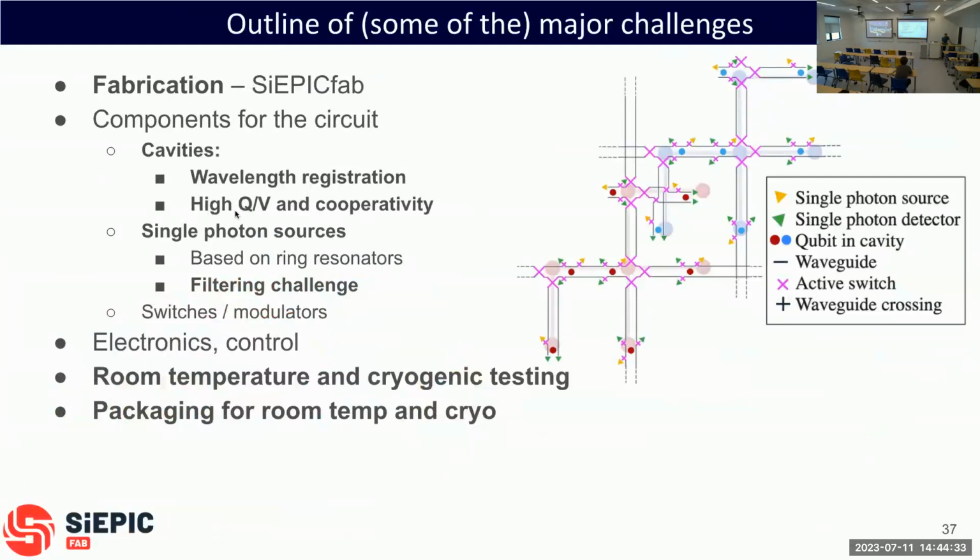And we also need to have this strong interaction, which is quantified by either cooperativity or, I'll use this, quality factor divided by volume ratio. So you need to have strong interaction at the right wavelength. Building these things is a big challenge. Single photon sources are a big challenge, and I think there's filtering I'm going to talk about today a little bit. I've highlighted just the ones that I plan to spend the last maybe 10 minutes talking about.